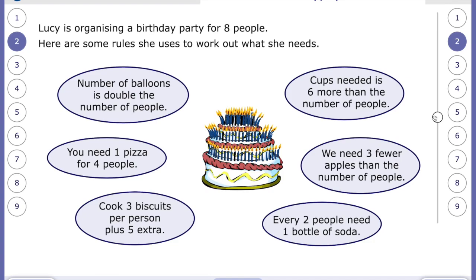So today we're going to use some rules and formula to solve some problems. And here's an example of what we can do. Lucy is organising a birthday party for 8 people, and there are some rules to work out what she needs.